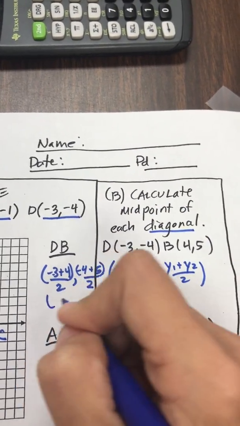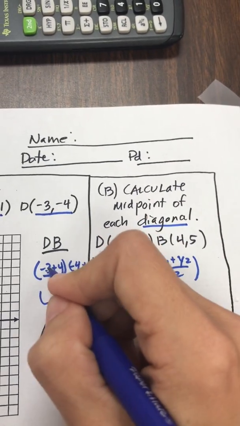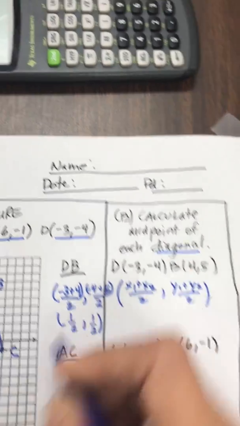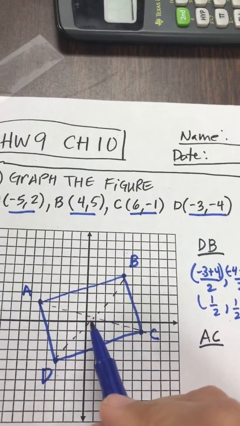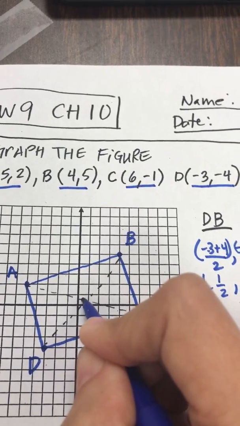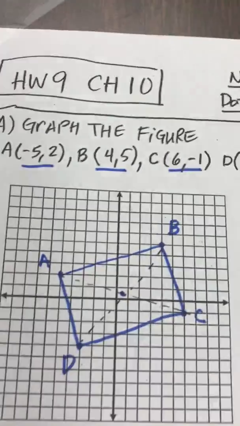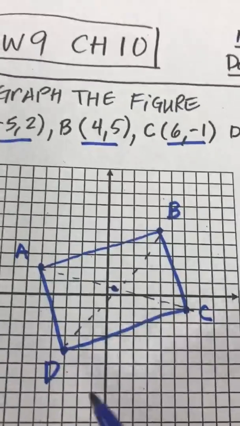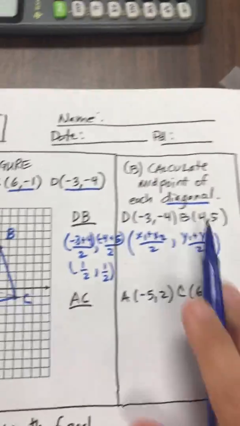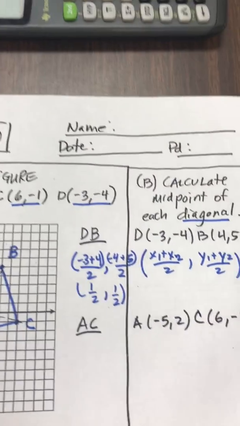I end up getting 1/2. That would be 1/2. Let's check our thing for reasonableness. Okay, so that would be over 1/2, up 1/2, somewhere around in there. That's looking pretty close to my guess. Looks like maybe I was a little bit off. Okay, now let's confirm our hypothesis.